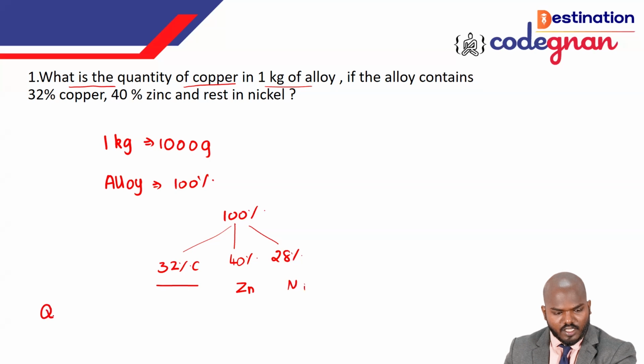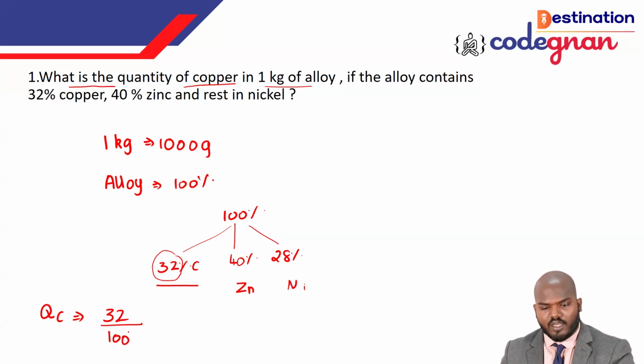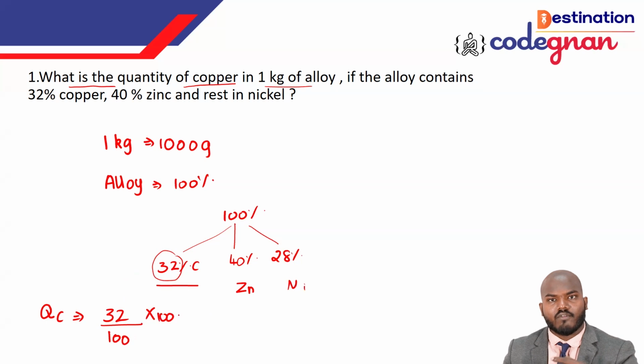So the quantity of the copper is equal to, you see this one, we have 32% copper. So 32 by 100. The whole combination of alloy we can call 100, right? So 32 out of 100. We need the value, but we are having the percentage. So to remove that, I'm multiplying by 100. If you multiply that, it will give you the value again.